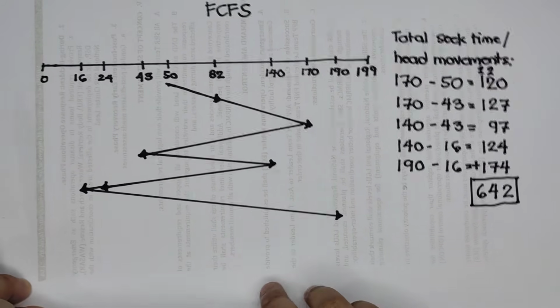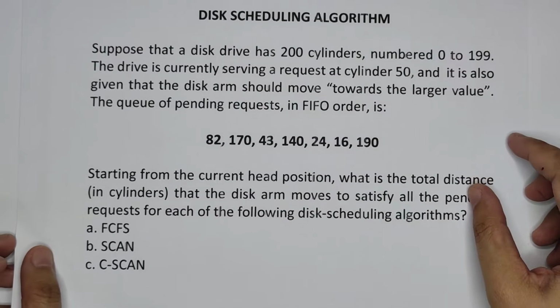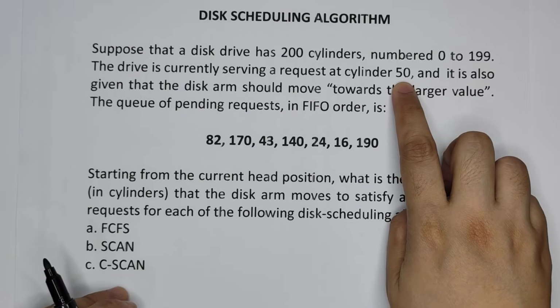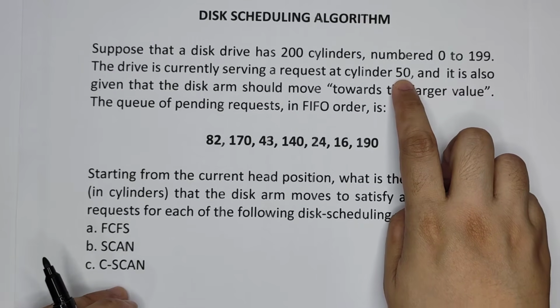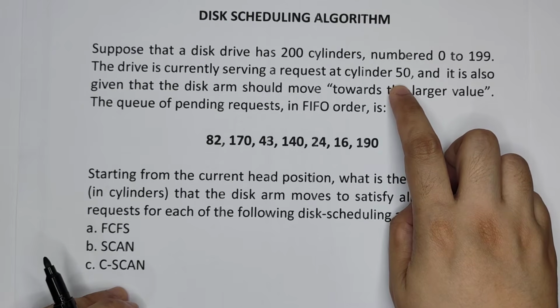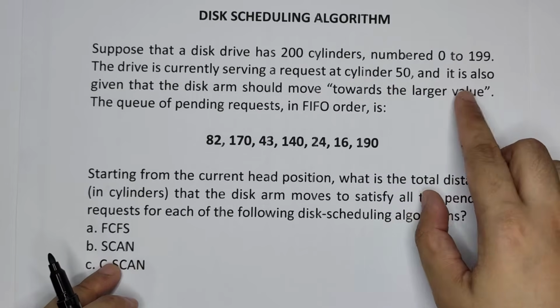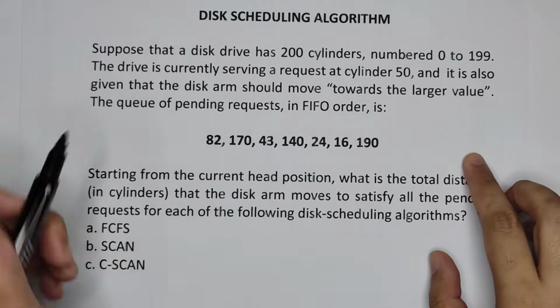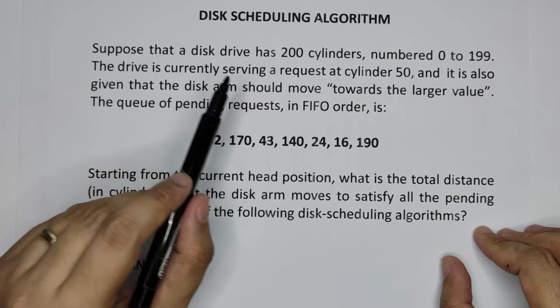Next we have the scan. Scan is also called the elevator algorithm. So let's get back to our problem. For the scheduling algorithm, it is said that the read-write arm is on cylinder 50. There is also this sentence here that it is given that the disk arm should move towards the larger value.